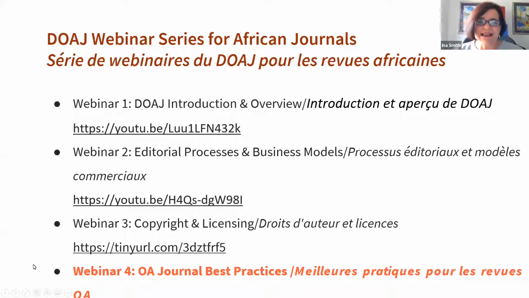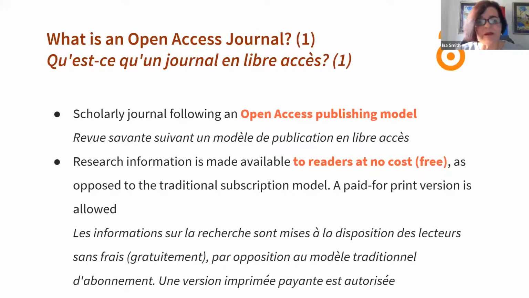As indicated, this is the fourth webinar in this series. Previously, we had a look at what the Directory of Open Access Journals is about, and an overview was provided. The second webinar looked at editorial processes and business models, and the third one looked into copyright and licensing. I've also provided the links where you can access those video recordings should you have missed them. But today we're looking at best practices.